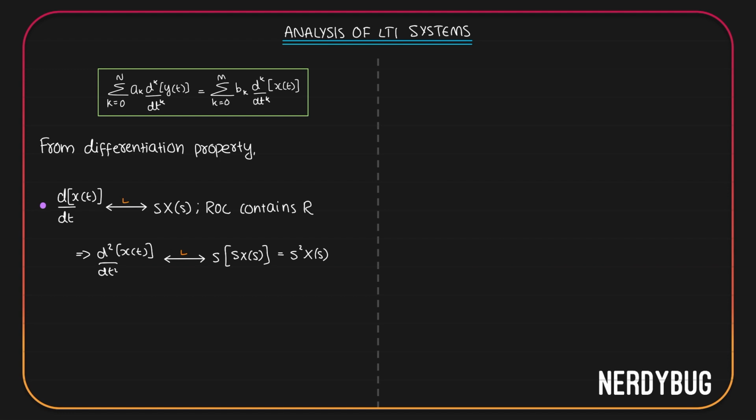Using this idea, I can simply say that the Laplace transform for d raised to n by dt raised to n of x of t, that is the nth derivative of x of t, is going to be s raised to n multiplied by Laplace transform of x of t. And ROC will contain R.